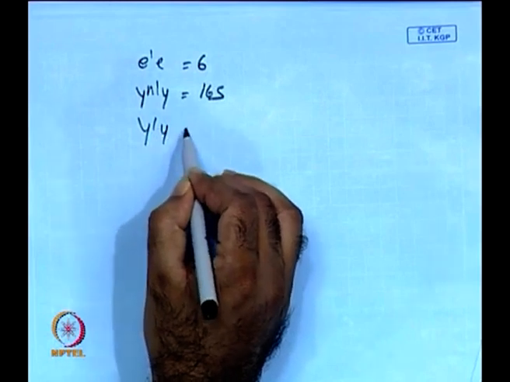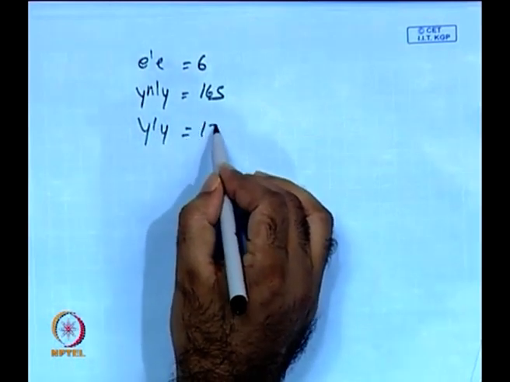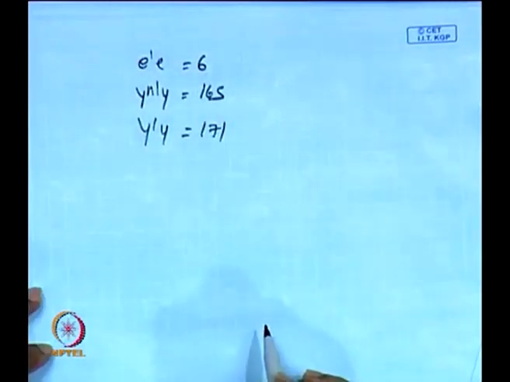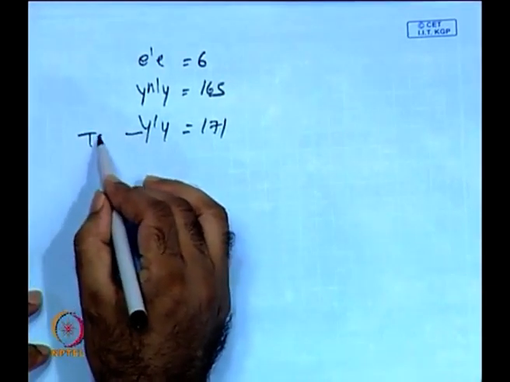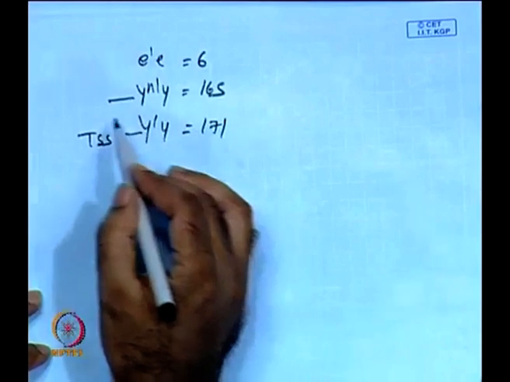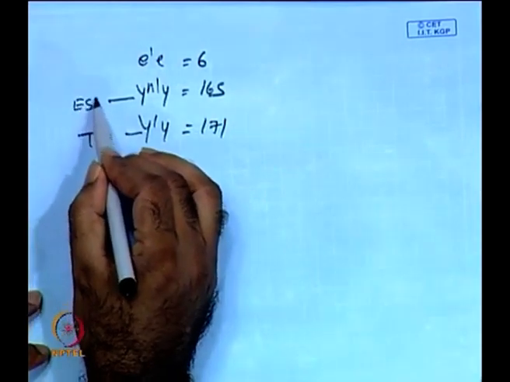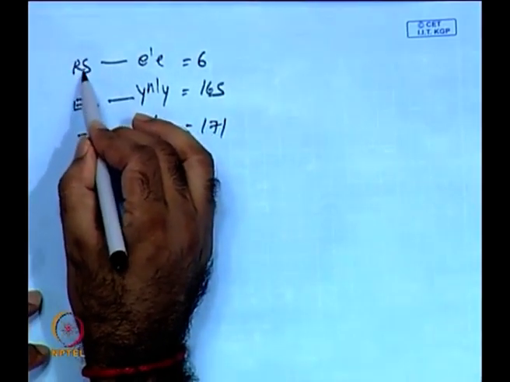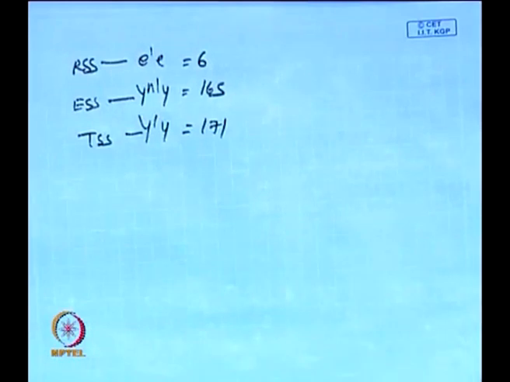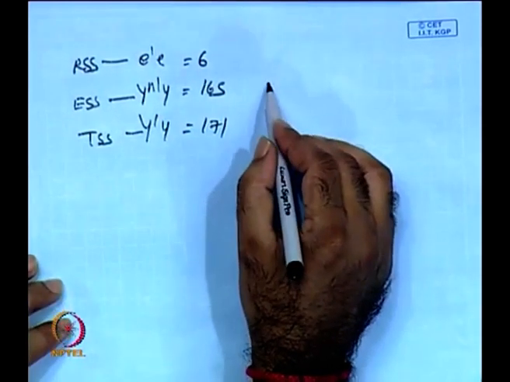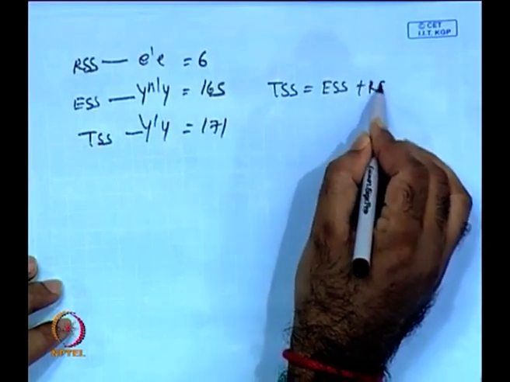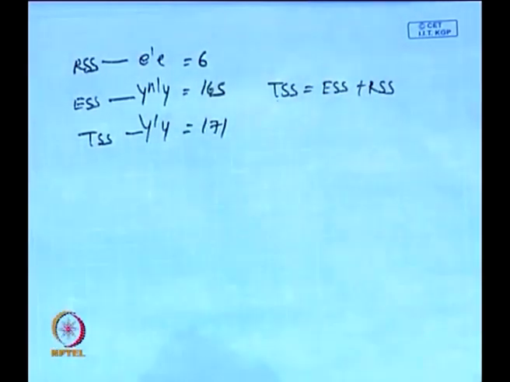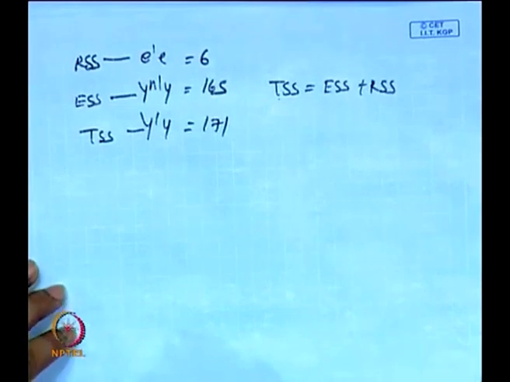Y transpose Y is equal to 171. Okay, let's check it here. Because this is nothing but TSS, this is nothing but ESS, and this is nothing but RSS. But by default we have TSS equal to ESS plus RSS. So that means total sum of squares equals explained sum of squares plus residual sum of squares.